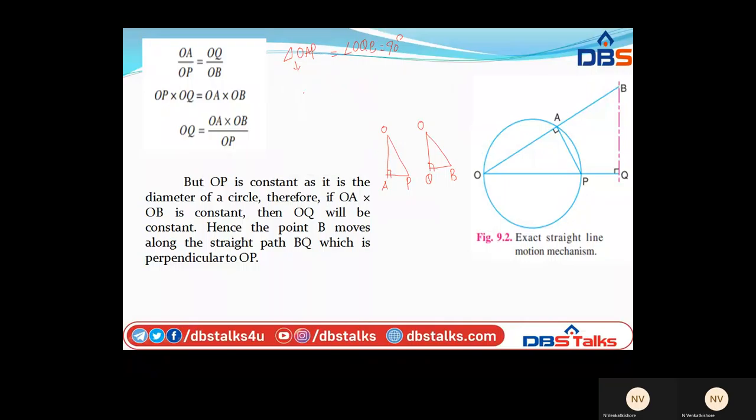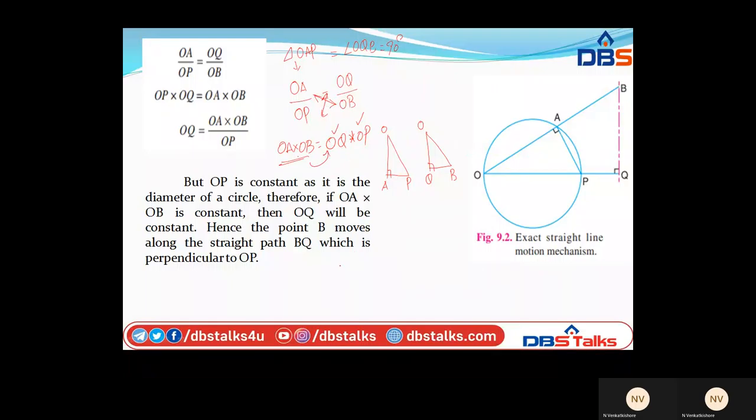Then, what is the meaning? When the two triangles are similar, OA by hypotenuse OP equals OQ by OB. Then cross multiplying, OA into OB equals OQ into OP. Here OP is the constant value, since the diameter of the circle may not be changed. Then what about the OQ? OQ is also a constant, since OA and OB is a constant value, so automatically OQ is also a constant.